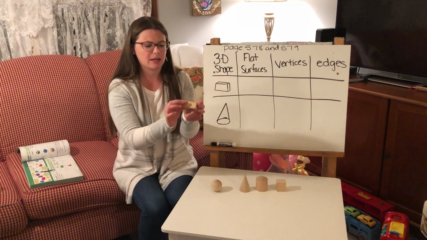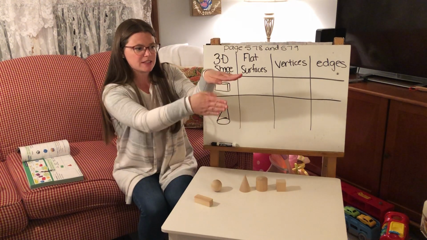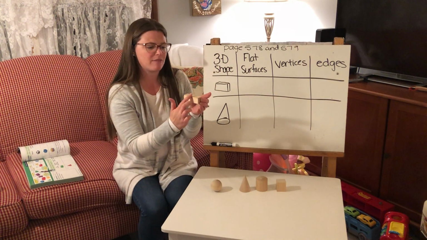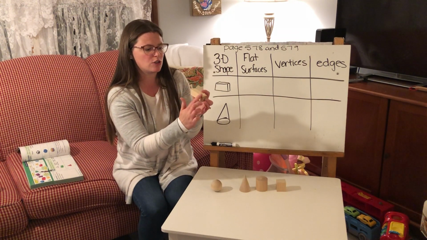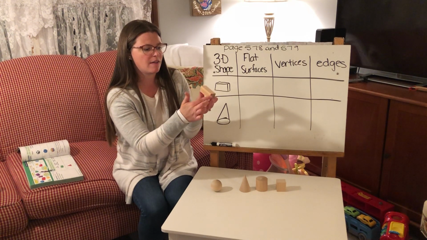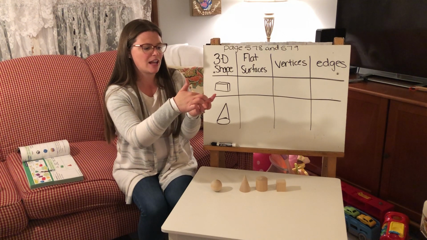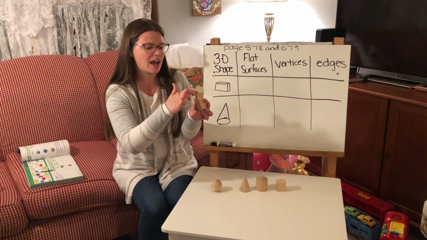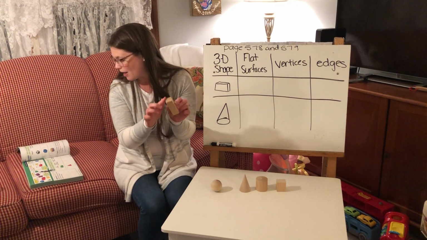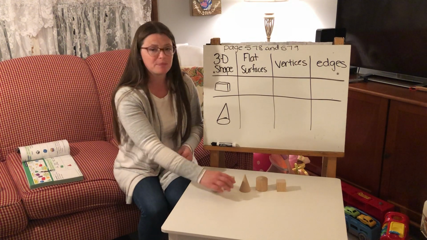And the last thing that we're going to be looking at is edges. I'll look at this one again. They are where the flat surfaces meet. They create an edge. So we have 1, 2, 3, 4, 5, 6, 7, 8, 9, 10, 11, 12. There's a lot of edges on this one.